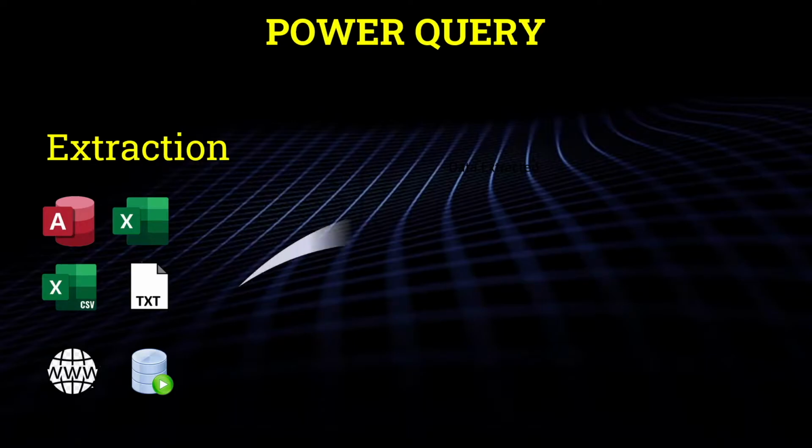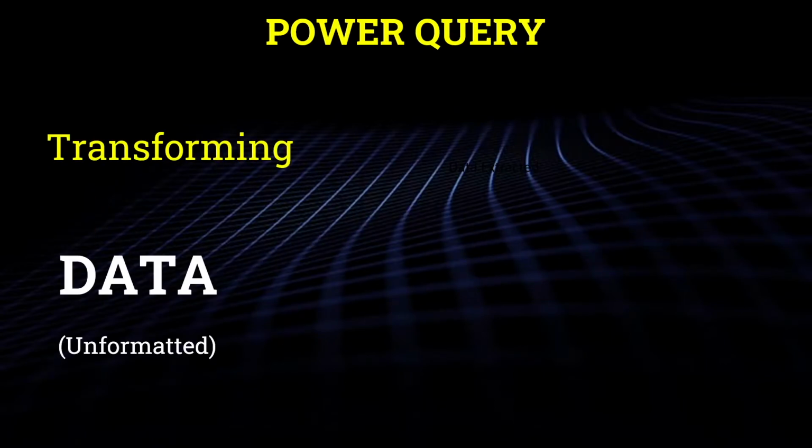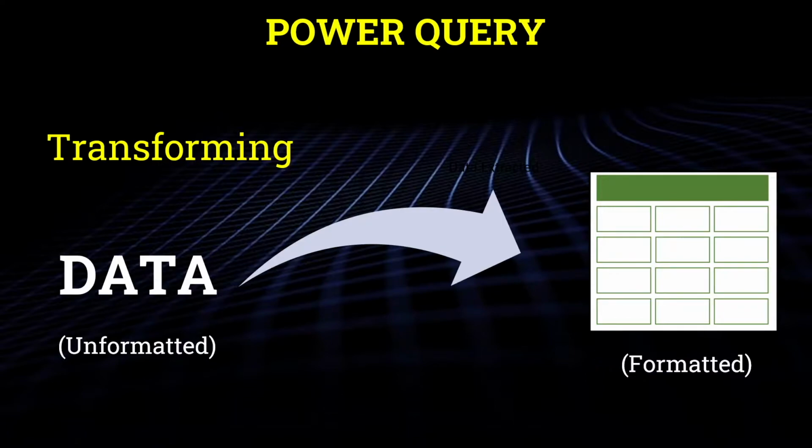Now, once this data is extracted, in the next step we will transform it. Transformation is needed because the data that you get from these different sources may not be in the format which you want for your analysis. So all these changes can be done in this step, where you transform this unformatted data into formatted data, which is readily usable for your analysis.